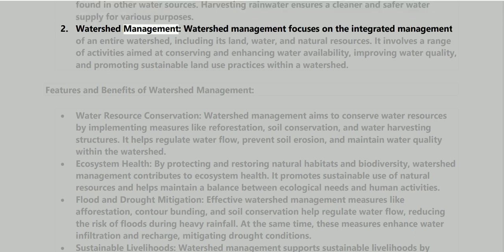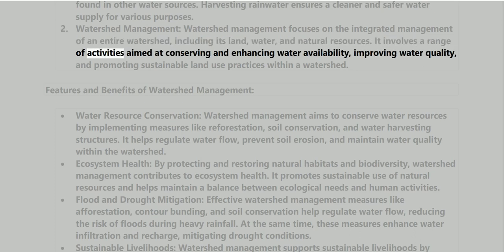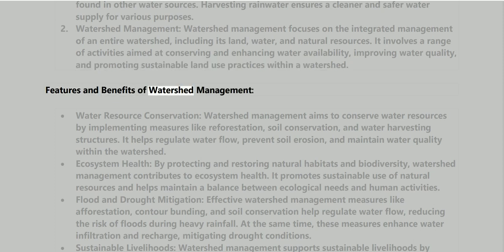2. Watershed management. Watershed management focuses on the integrated management of an entire watershed, including its land, water, and natural resources. It involves a range of activities aimed at conserving and enhancing water availability, improving water quality, and promoting sustainable land use practices within a watershed. Features and benefits of watershed management.